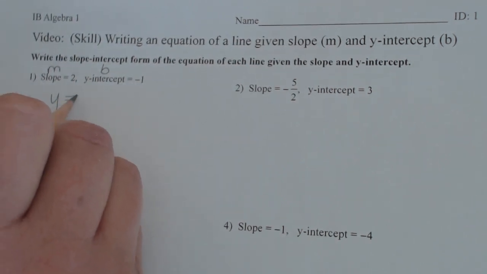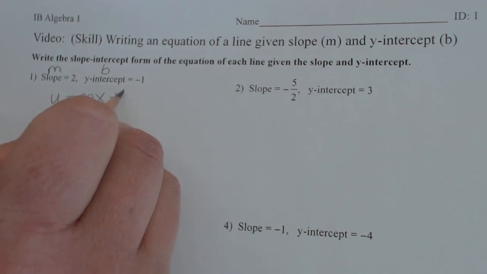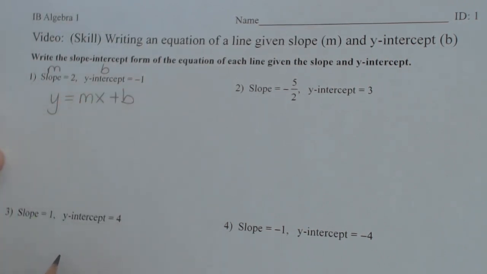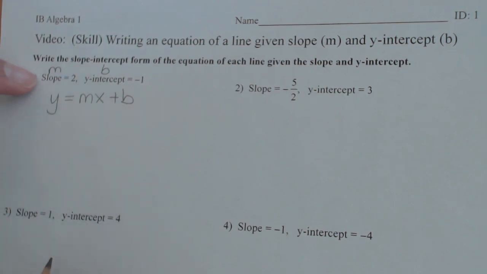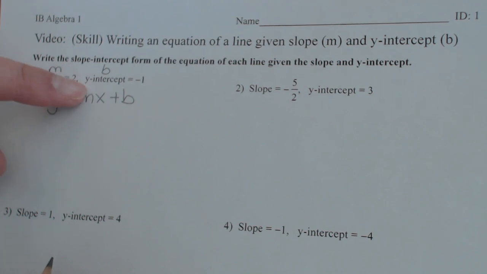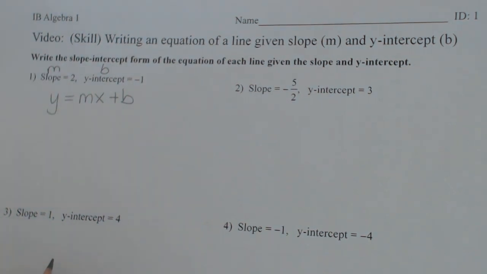I would like you to write down your equation without any of your numbers in it, y equals mx plus b. This is the slope-intercept form. The reason why it's called slope-intercept is because it has the slope and the y-intercept, hence slope-intercept form.